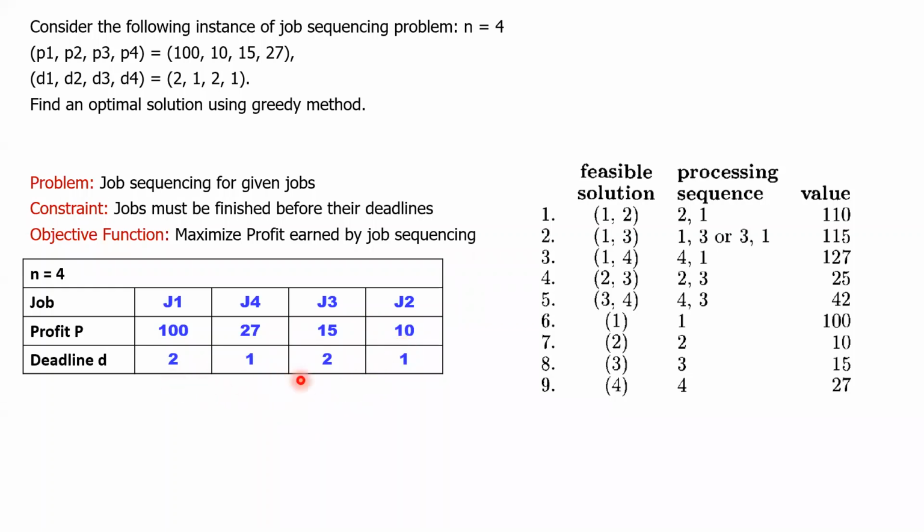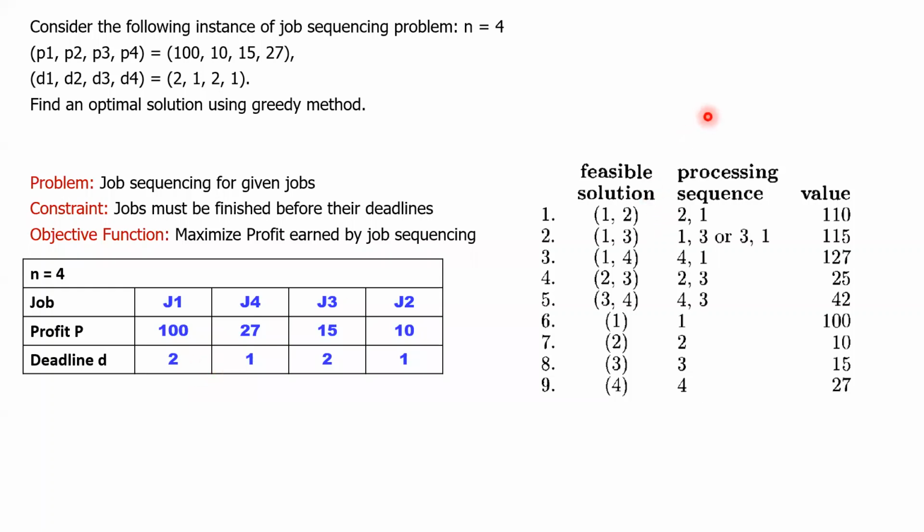Check the maximum deadline value, which is 2. That means I can finish 2 jobs within 2 time units. That is the limit. I'll have to select any 2 jobs. So naturally, what will I select? I'll select the first 2 jobs, if possible. Sometimes it might not be possible to complete the jobs with the highest profit. So in this scenario, I'm going to select J1 and J4.